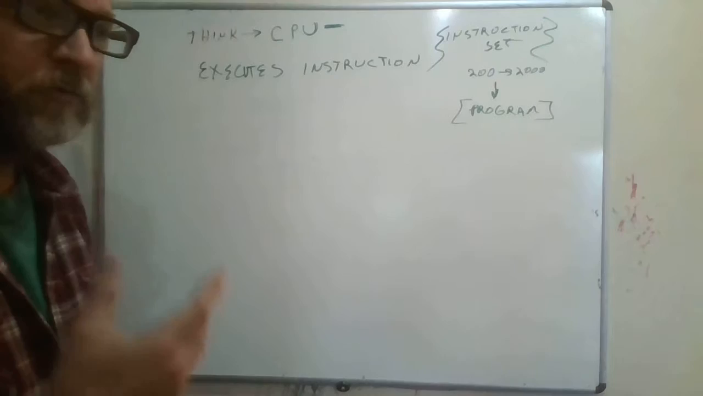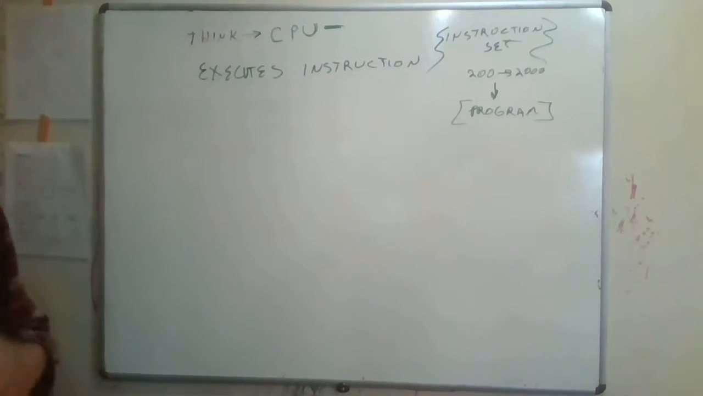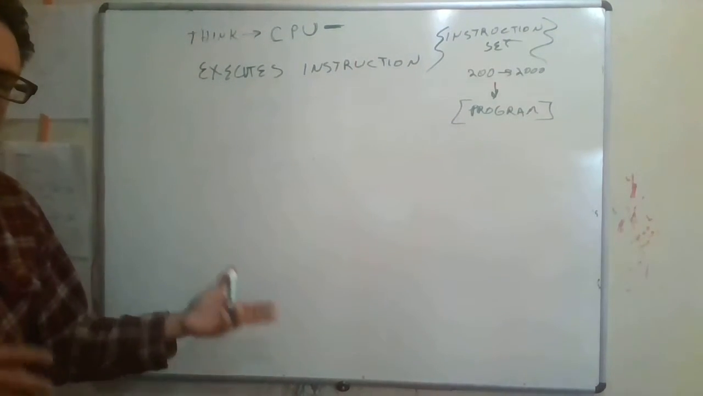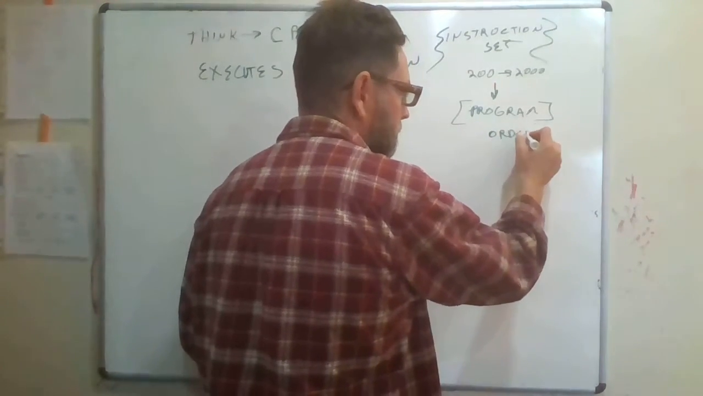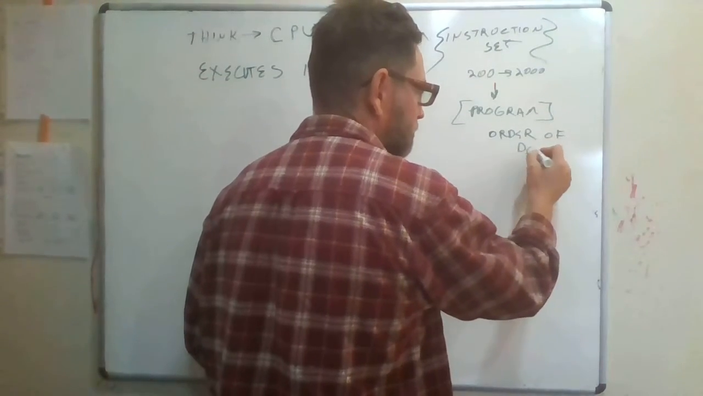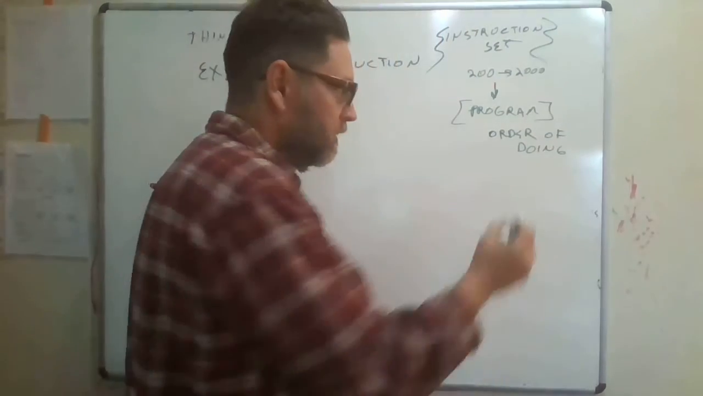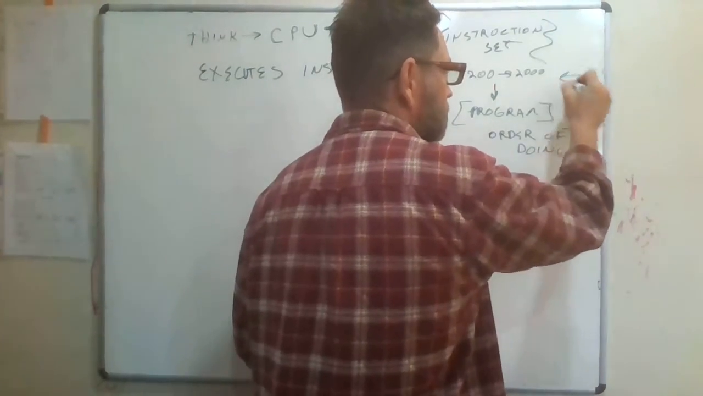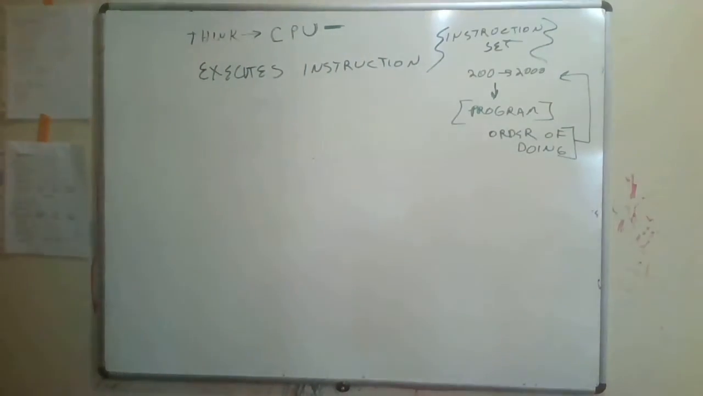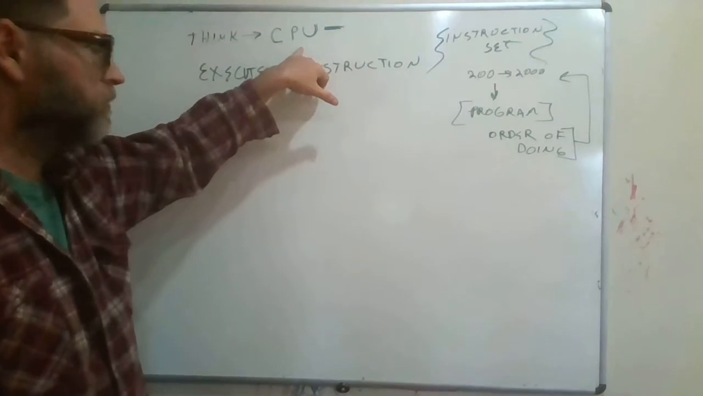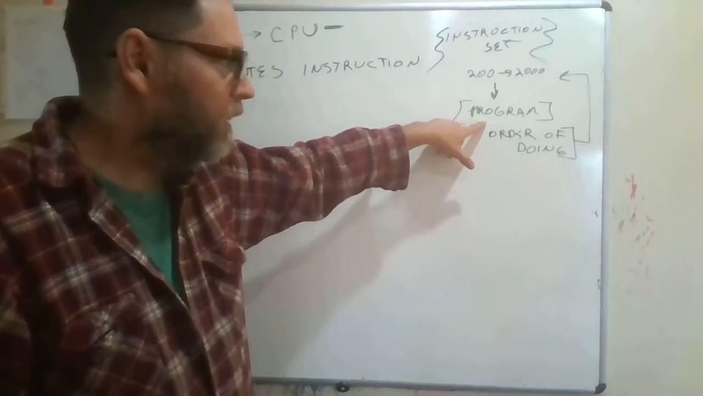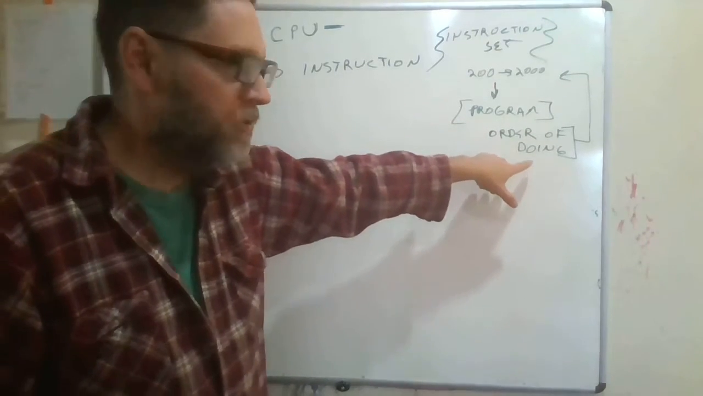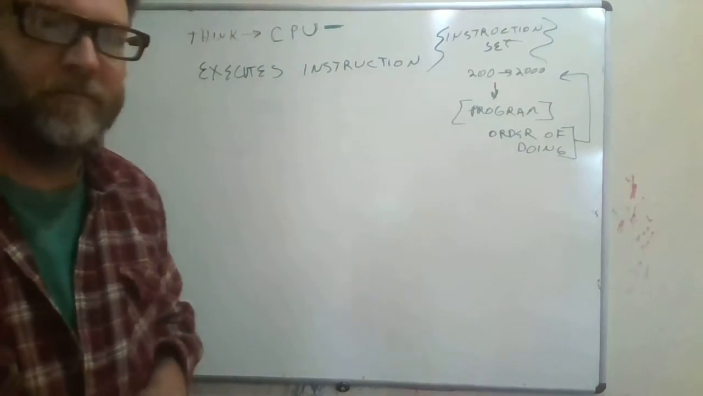It tells you, here's what we're going to do first. Here's what we're going to do second. Here's what we're going to do third. The program tells you the order of doing. And the only thing it can do is the instruction set that it knows. Okay? So at the lowest level, what you tell a CPU is, this is the program I want you to run. This program is a certain order of these instructions.